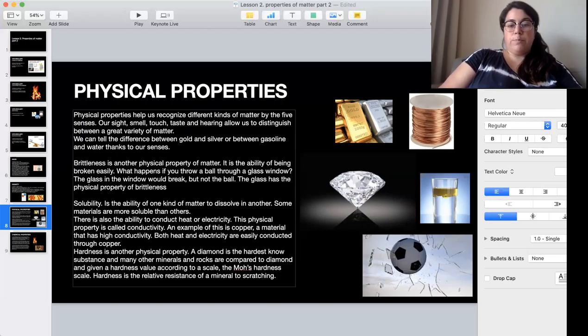Then we have another physical property called solubility. It means that one kind of matter dissolves into another matter. Some materials are more soluble than others, like what happens when you mix sugar with water. But if you try to mix, I don't know, oil with water, it's not going to work because it's not soluble.